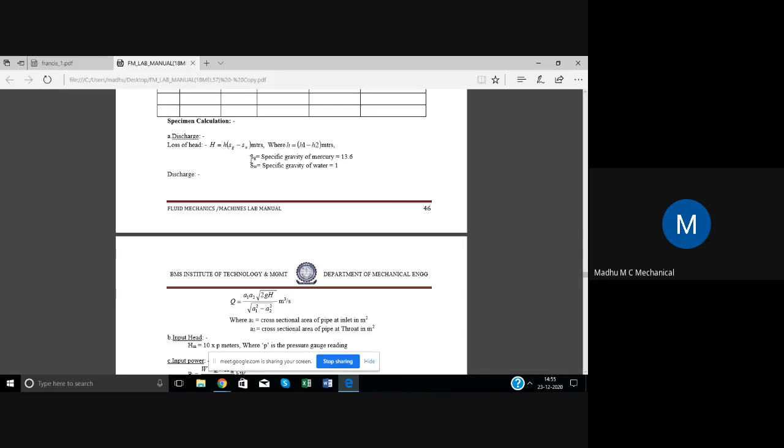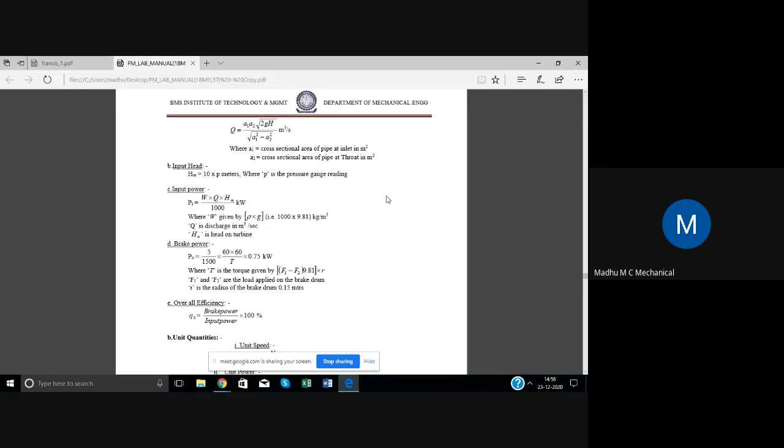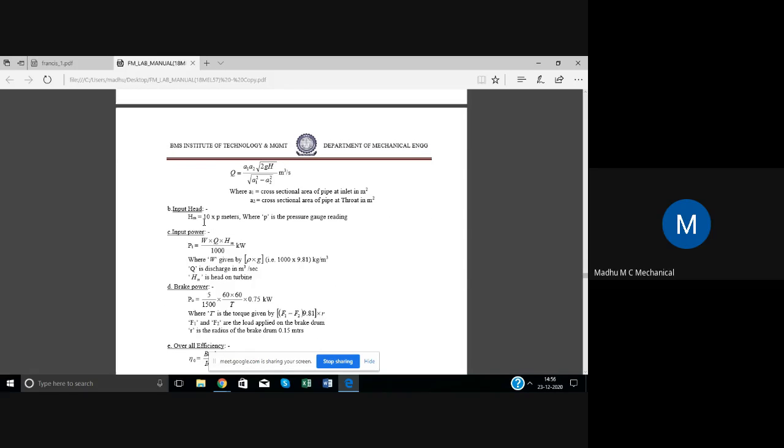So 1 into 12.6 will be 12.6 only. Now H is 12.6 here into G, A1, A2. A1 is pi by 4 D1 square. A2 is pi by 4 D2 square. D1 is 25 mm, D2 is 12.5 mm. Remember. Next, HM is equal to 10 into P. So what value of P did you get? Put that value of P, find HM.